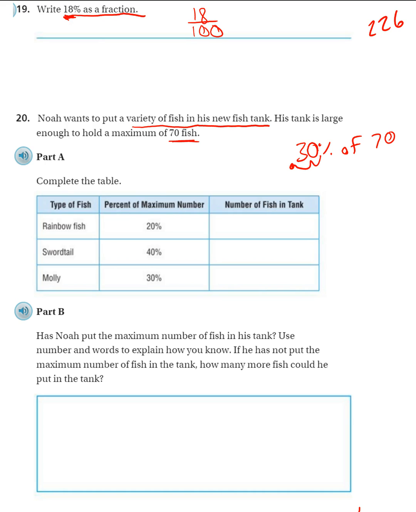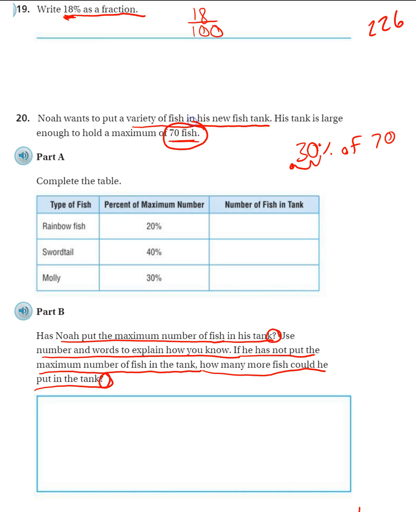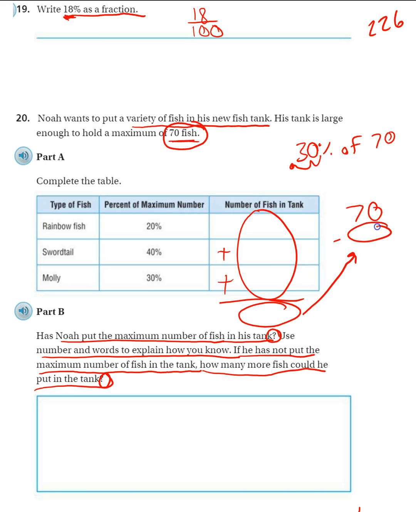Okay, part B. Has Noah put the maximum number of fish in his tank? Use numbers and words to explain how you know. If he has not put the maximum number of fish in the tank, how many more fish did he put in the tank? Well, we know the maximum number is 70. If you filled this chart out correctly, you can simply add these numbers together and see how many you get. Then take 70 minus this number. Let's call this answer 1.